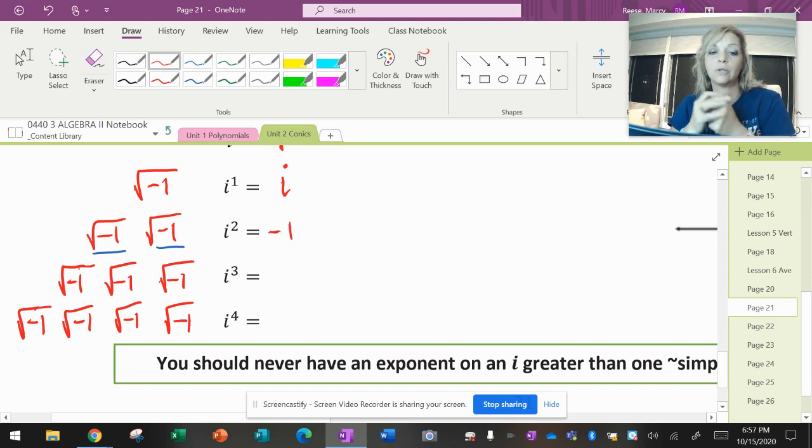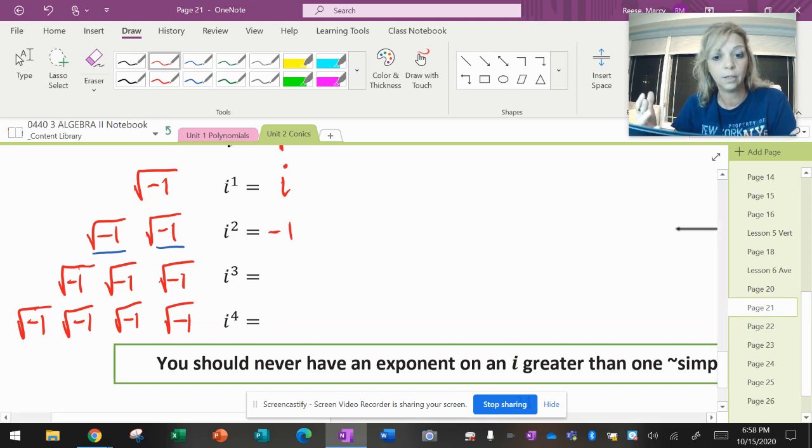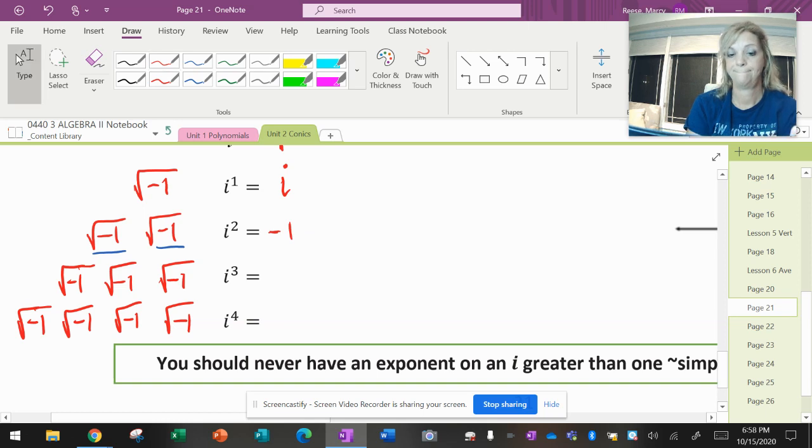Now, I know what you're thinking, because you're like, oh, but wait a minute. Negative 1 times negative 1 makes a positive 1, and so that should be equal to positive 1. But we want to recognize that when you take some radical times itself, it truly comes out as what it was originally. And it was originally a negative 1. Okay, so that i squared is equal to negative 1.